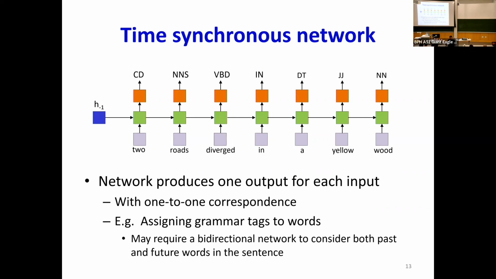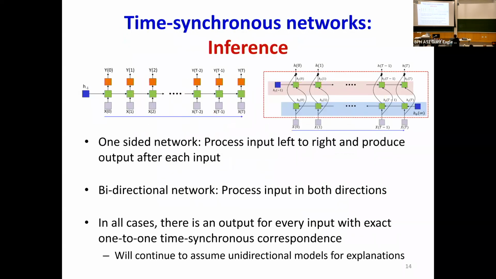Even though the network is bidirectional, you still have a one-to-one correspondence between each word and the output. In determining the tag for the word, you might have looked to the right, you might have looked to the left, but the word itself does get assigned a tag. And so you get a one-to-one correspondence between the output and the input. So you have time synchronicity. Once again, I'm going to assume that the networks are unidirectional just for convenience, but always keep in mind that it's perfectly valid to assume that you have the entire input sequence before you begin analyzing it. So your network could be bidirectional.